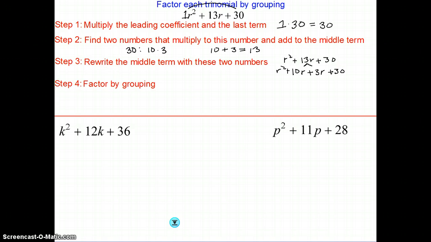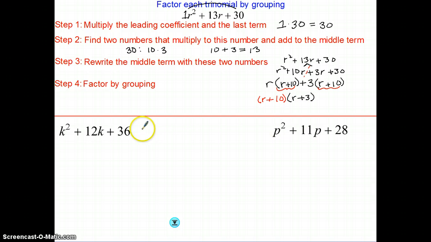Step 4, we now factor by grouping. So looking at this expression as two parts, on the left I see a greatest common factor of r. When I factor that out, I'm left with r plus 10. I bring down my plus sign, and I can factor out a GCF of 3 from the right, leaving me with r plus 10. Now looking at the entire expression, I have r plus 10 repeated, so I may factor that r plus 10 out, leaving me with an r plus 3 in my second parentheses.